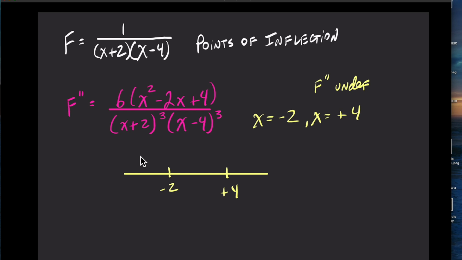Now folks, in the interest of time, I went ahead and did this ahead of time. And when we do, we find that the second derivative would be positive here, meaning the graph would be concave up. It is negative in this location, meaning the graph of f would be concave down. And finally, the graph would be concave up here. That would lead us to believe that -2 and +4 are both points of inflection.